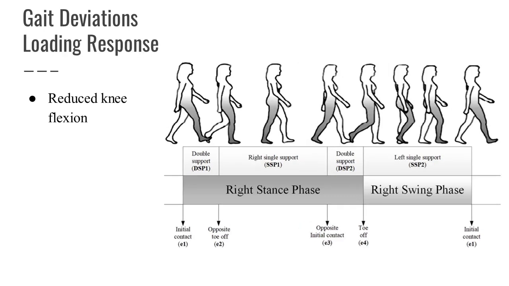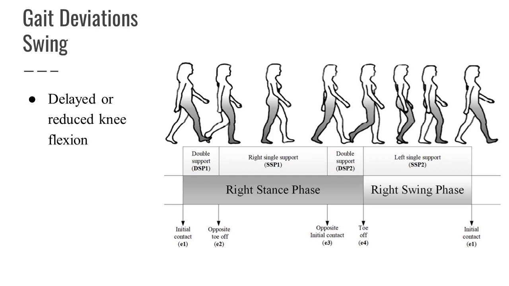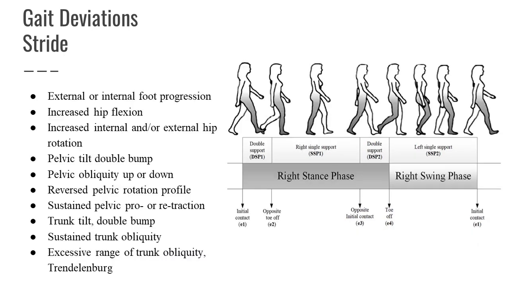During the loading response, it's very common to see reduced knee flexion. During second double support, limited hip extension is the most common deviation. During swing phase, knee flexion is often delayed or reduced.